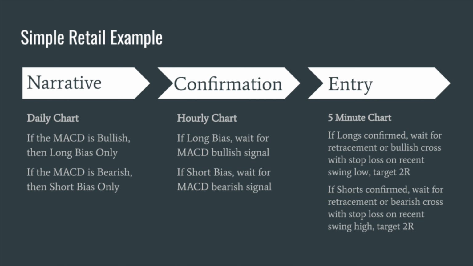On the hourly chart, if long bias, we wait for MACD bullish signal. If short bias, we wait for a MACD bearish signal. Once our narrative is confirmed, we drop down to the 5-minute chart for entry. If long is confirmed, wait for retracement or bullish cross with stop loss on the recent swing low, targeting 2R. If short's confirmed, wait for retracement or bearish cross with a stop loss on the recent swing high, targeting 2R. Very simple logic. Let's look at what each step looks like within the charts.